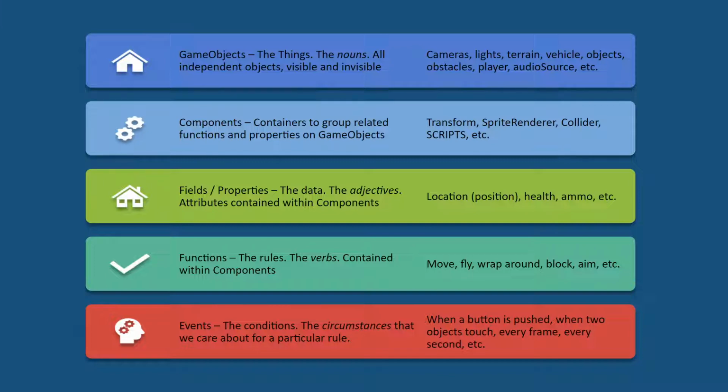The location, the health, the ammo, the size, the scale, the item you're currently carrying, etc. All right. Then we have the functions or methods that are the rules or verbs. When they are methods, especially, they are within a component. In the object-oriented world, we want as much functionality to be within the objects as possible, and then we get more complex as we have objects interact with one another through their methods, through the interfaces that they present to one another. They can call each other's methods and occasionally reference each other's properties when we need to. So methods and functions, things like move, fly, wrap around, block, aim, etc.